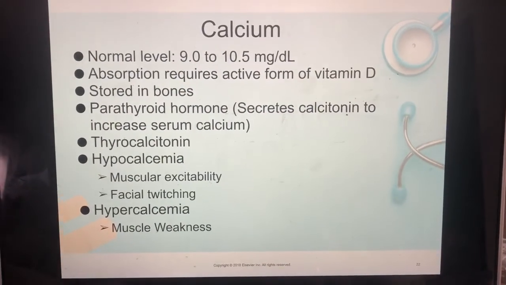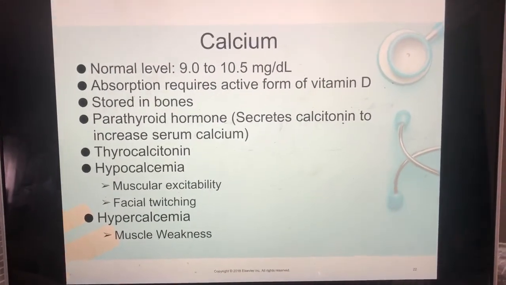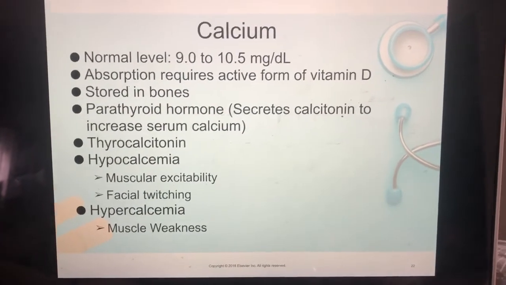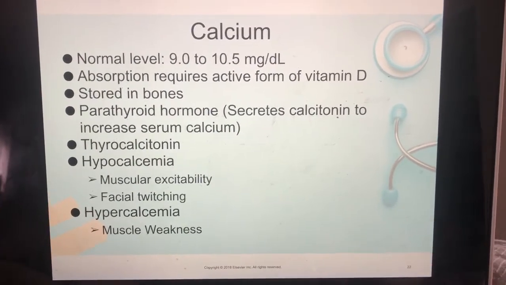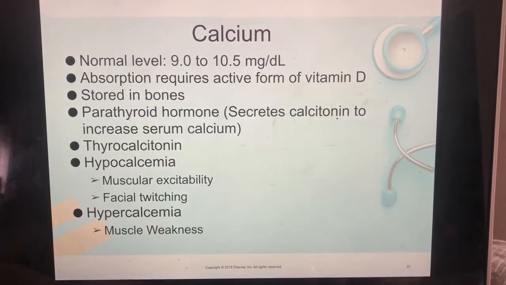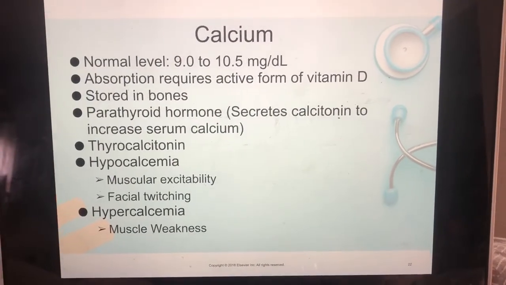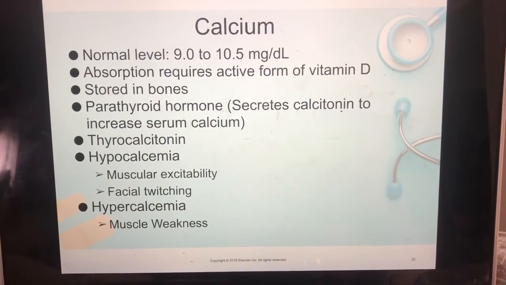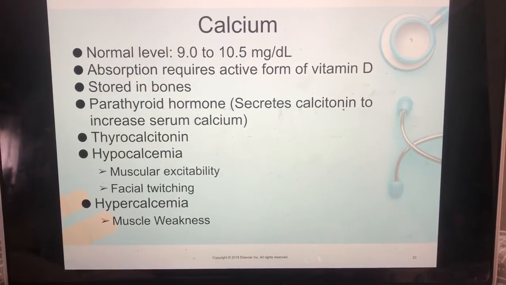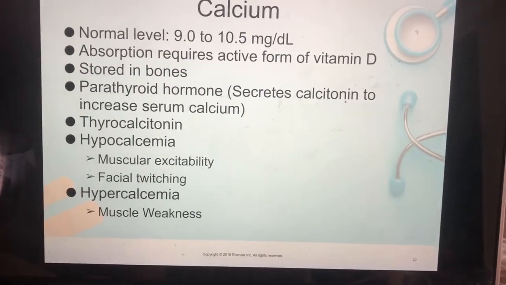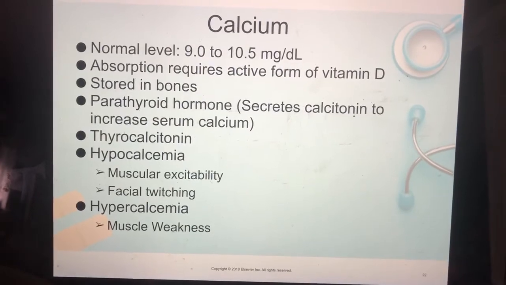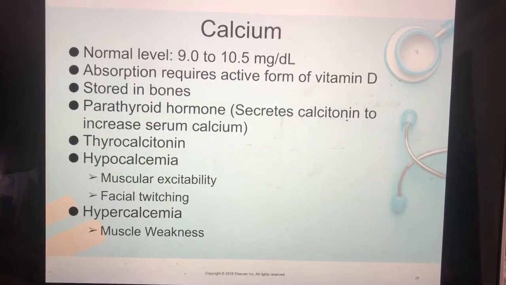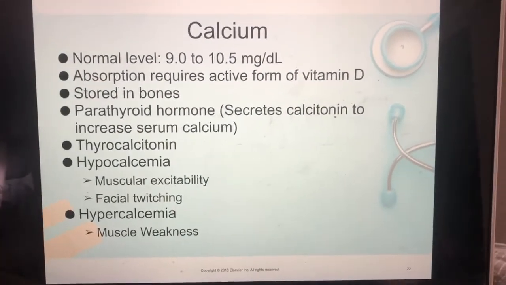Calcium's a big one with the bones and the muscles, so 9 to 10.5. You're going to need, of course, vitamin D to help absorb the calcium. Calcium is stored in bone. It's controlled by the parathyroid hormone. And so with hypocalcemia, you're going to see a lot of muscular excitability, facial twitching, and with hypercalcemia, it's going to be muscle weakness.